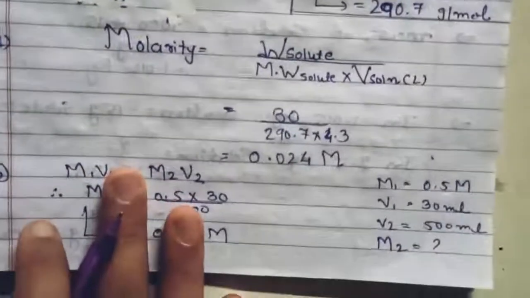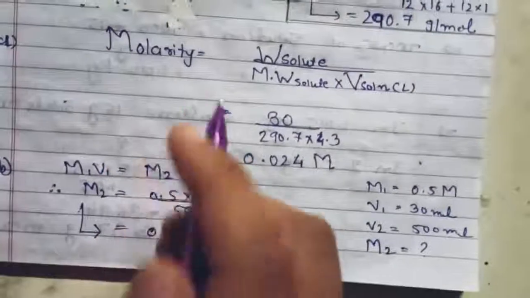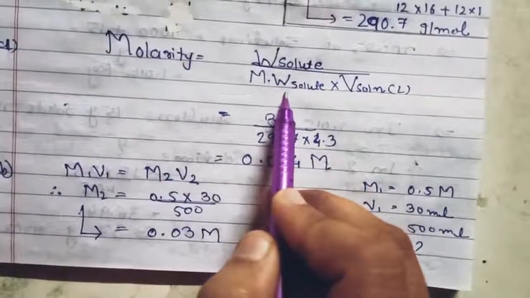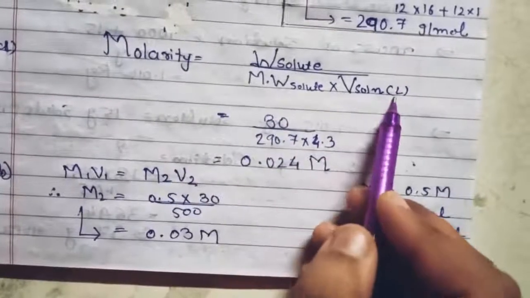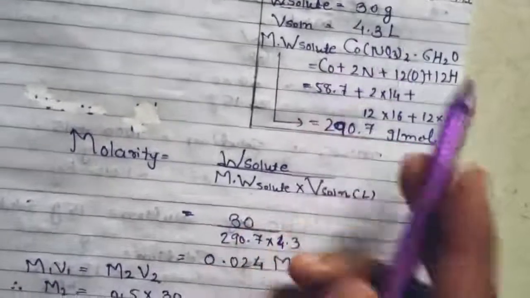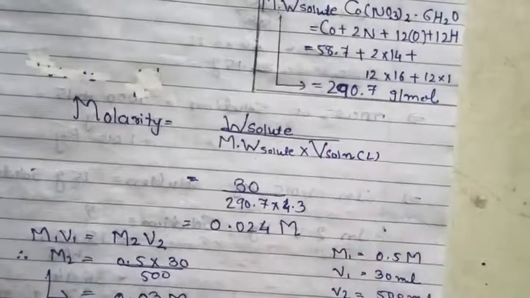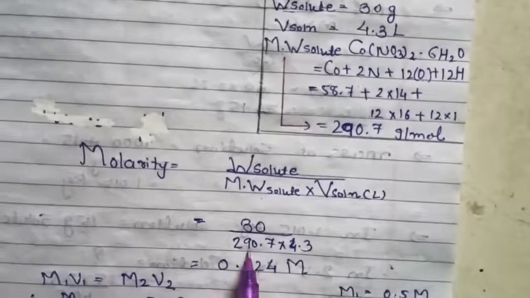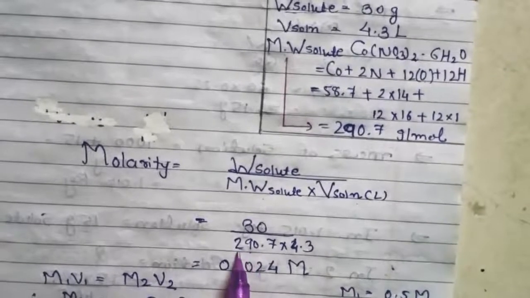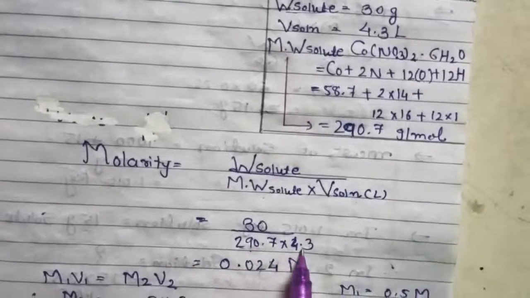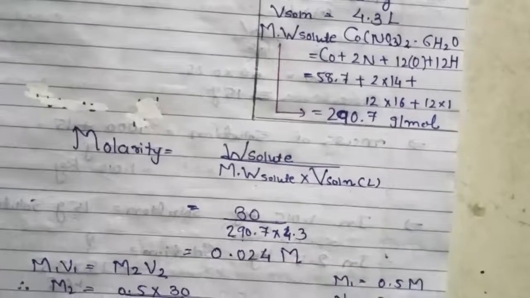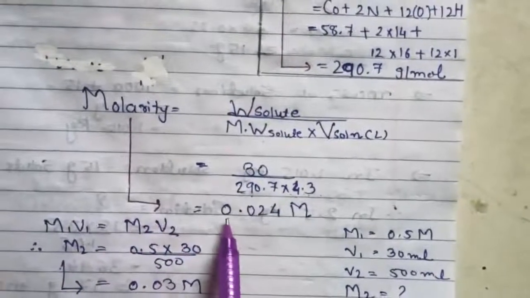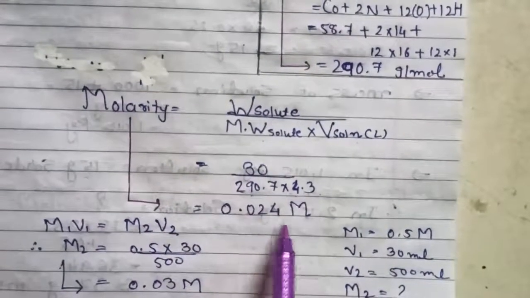Right, now we have to find out the molarity for the solution. So molarity equal to mass of solute divided by molar mass of solute into volume of solution. Here the volume of solution is given in liters, so we don't have to multiply by 1000. So we will get the mass of solute is 30, molar mass of that solute is 290.7 and volume of solution is 4.3. Replace all the values, so you will get the molarity for first solution will be 0.024 molar.